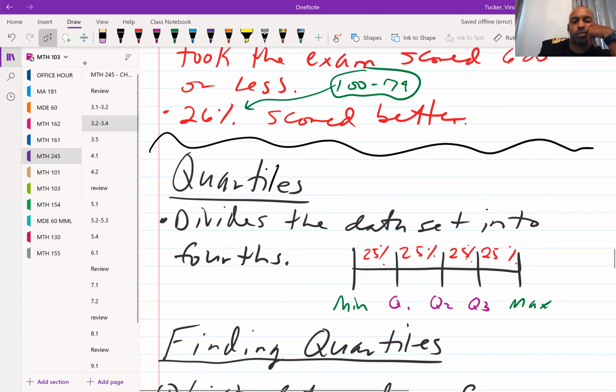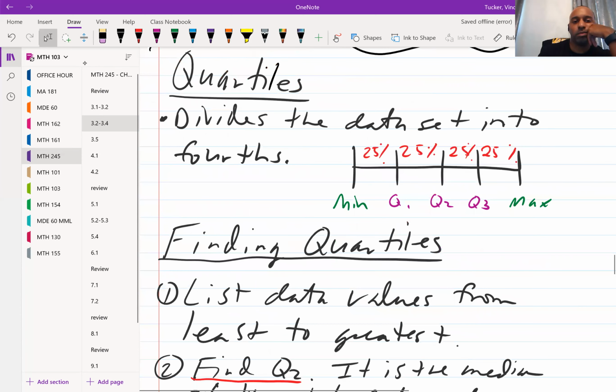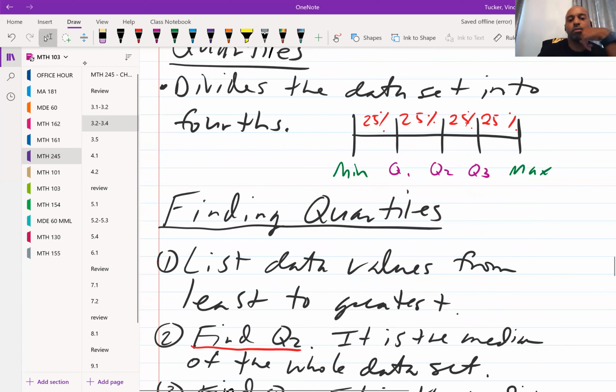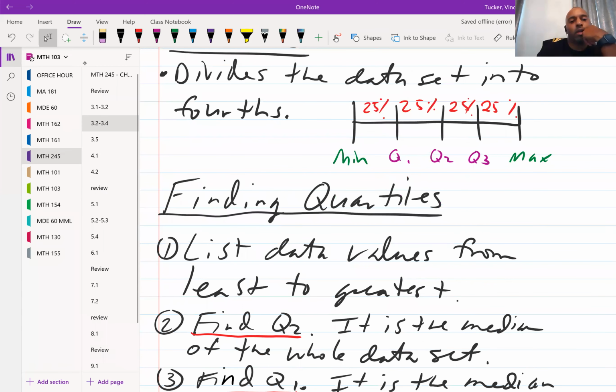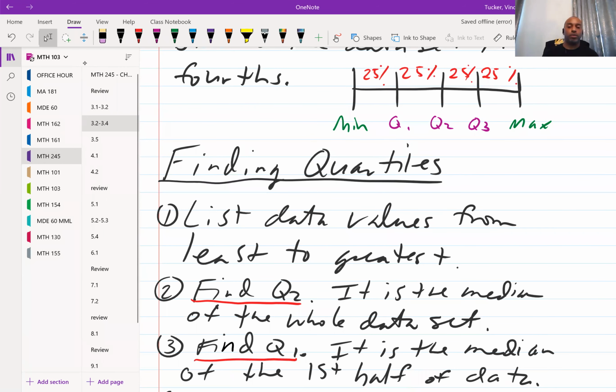All right, so finding our quartiles. First thing we'll do is list our data values from least to greatest. Don't forget that step. A lot of people, if they're going to make a mistake, they forget that first step. You always want to list your data values from least to greatest. Then we're going to find Q2 first. Q2 is the median of the whole data set, so it's going to split your data into half.